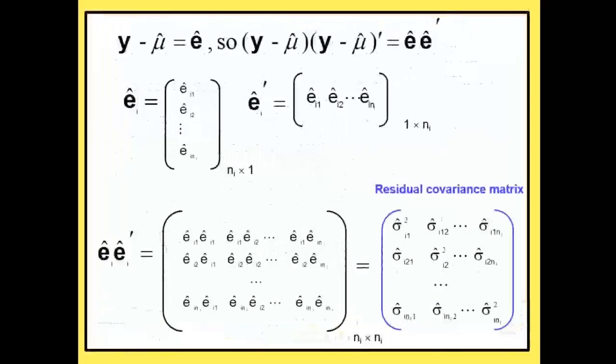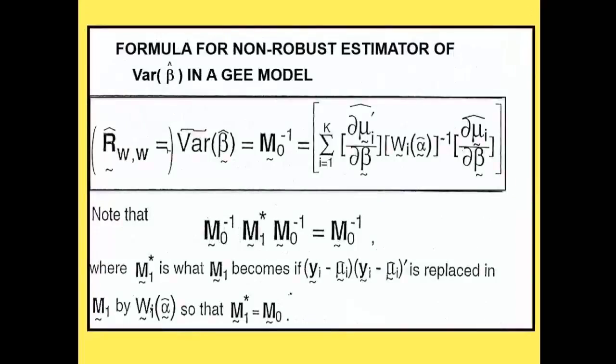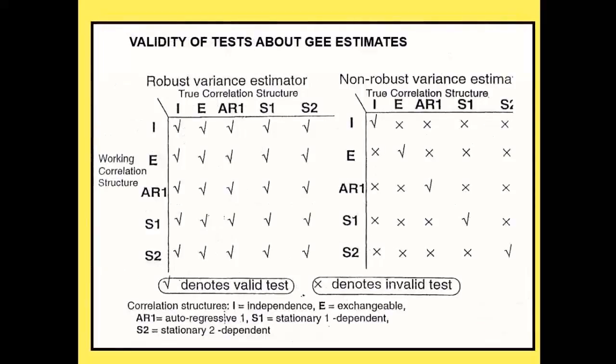Now, what all of this comes down to is, if you were just using the non-robust or the model-based estimator, it would just be M0 inverse, because M0 inverse times itself times N is just itself. So that's the non-robust estimator. But the robust estimator allows you to consider, in addition to the working correlation structure, something that measures the true correlation structure. Now let me show you this. This is the last thing I want to do about this whole thing. Look at this slide here. There's two parts of the slide. Okay, see if you can follow this.